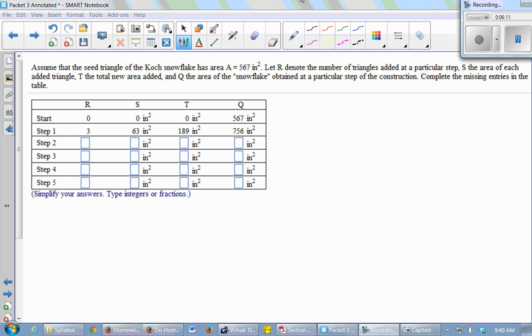So I'll show you. We've got the area of the seed, 567 square inches. That's my Q, right? And then if you draw a triangle, oh, that's terrible. Draw an equilateral triangle. And then we take out the middle third and put an equilateral triangle on the middle third. The part I took out, I'm just going to put in dotted lines.